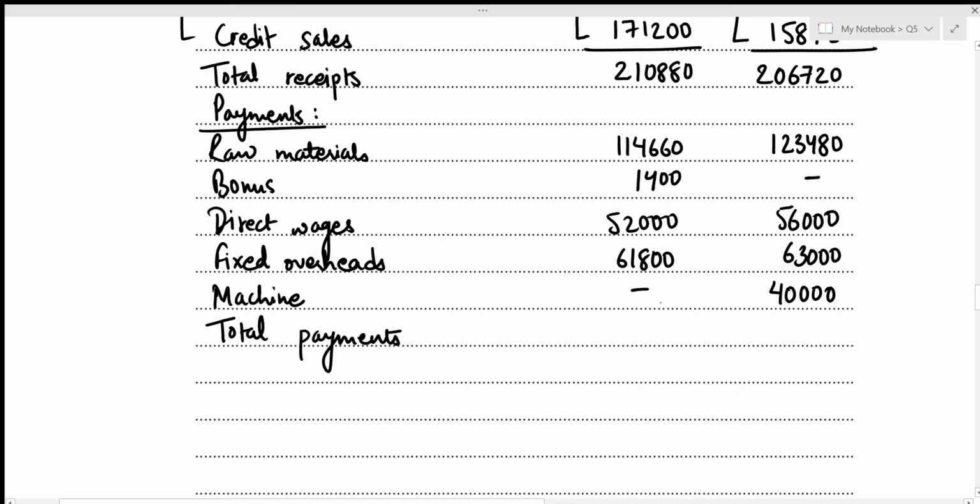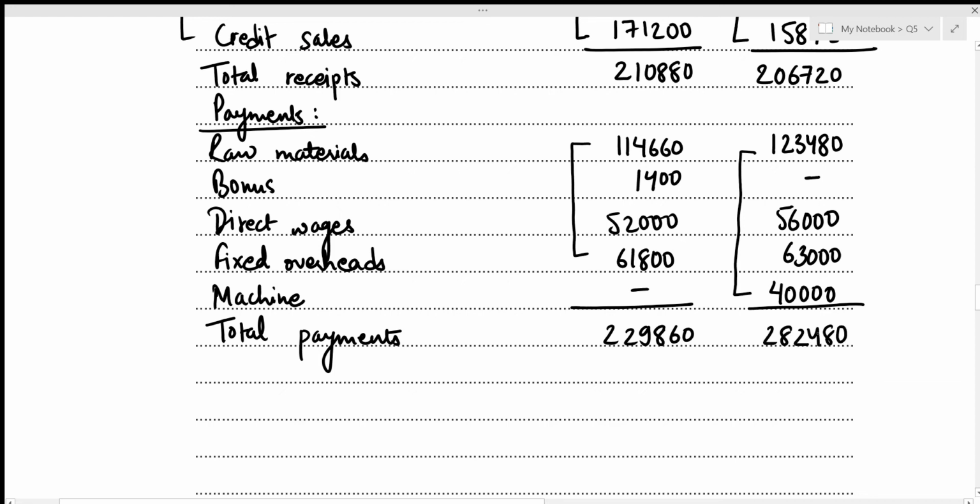Okay, the total payment for the month of July is going to be the sum of these four amounts. So that's 114,660 plus 1,400 plus 52,000 plus 61,800, which results in the total payments to be 229,860. Now we'll repeat the same process for the month of August. That's the sum of these four amounts. So that's 123,480 plus 56,000 plus 63,000 plus 40,000, which results in the total to be 282,480.